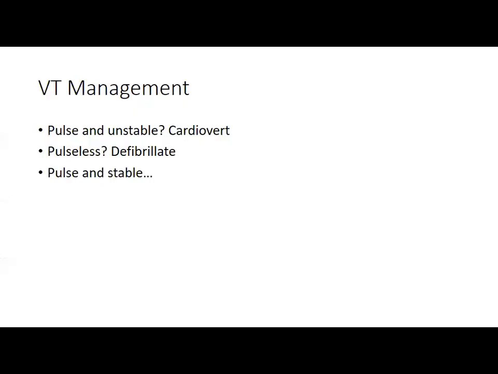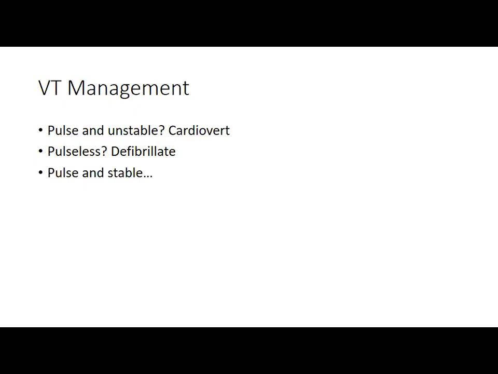How do you manage this? If a patient has a pulse but they're hemodynamically unstable, you cardiovert them. If they're pulseless, you defibrillate them. There is a thing called slow VT, which you'll see in the CCU, which happens when a patient goes into VT but maintains a pulse and is hemodynamically stable. Some people with VT, for the most part, go pretty fast.